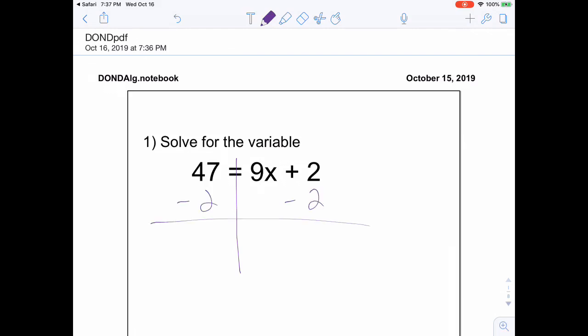Left hand side is going to give me 45 equals 9x. Again, using inverse operations to solve, I would divide by 9, and I get 5 equals x. Since it's an equal sign, I could do x equals 5.